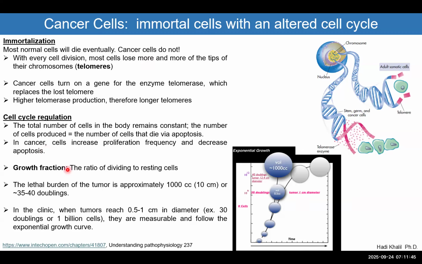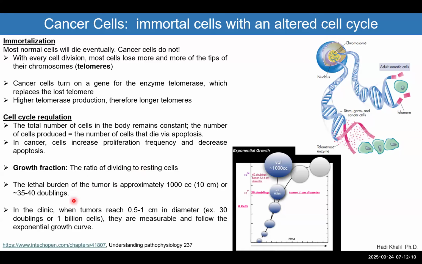Therefore, the growth of the cancer in the body is calculated by what we call the growth fraction, which means you can count the number of cells and how much they double. So the growth fraction is the ratio of the dividing cell to the resting cell. And in a tumor, this is very high.